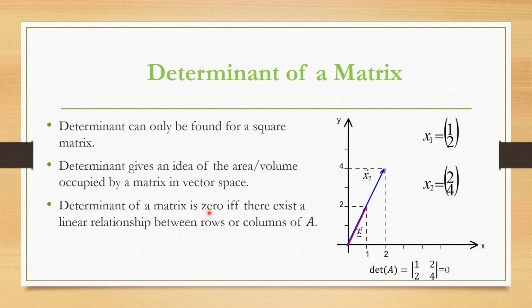Determinant of a matrix is 0 if and only if there exists a linear relationship between rows or columns of A. Geometrically, it gives the area or volume occupied by a matrix in a vector space. If the determinant value is negative, it indicates the orientation of the space has been inverted.